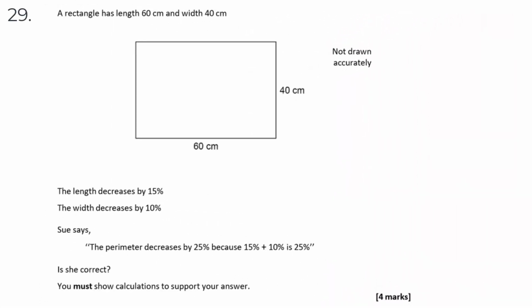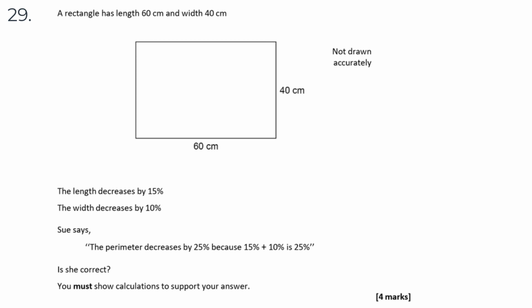A rectangle has length 60 centimeters and width 40 centimeters. The length decreases by 15% and the width decreases by 10%. Sue says the perimeter decreases by 25% because 15% plus 10% is 25%. Is she correct? You must show calculations to support your answer. Okay. Well, if we need to show calculations, then we had best decrease our length and width by the percentages, and then add up the perimeter to see if she's actually right.